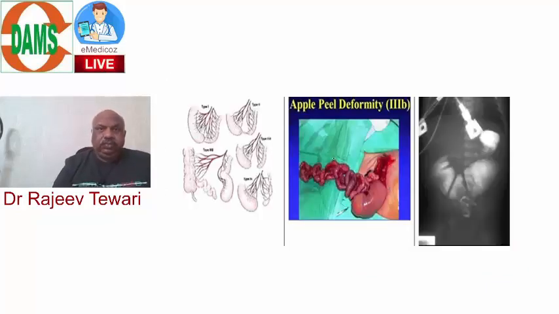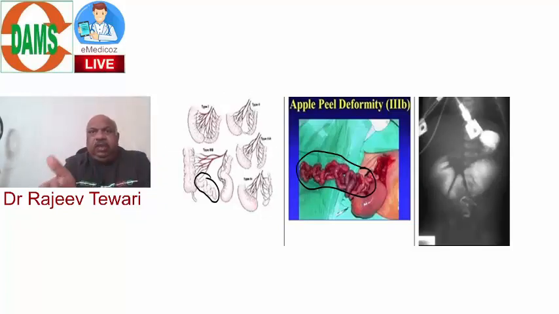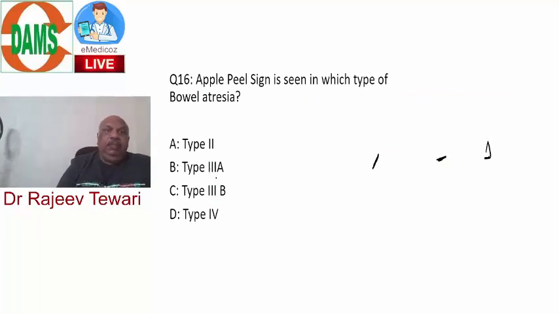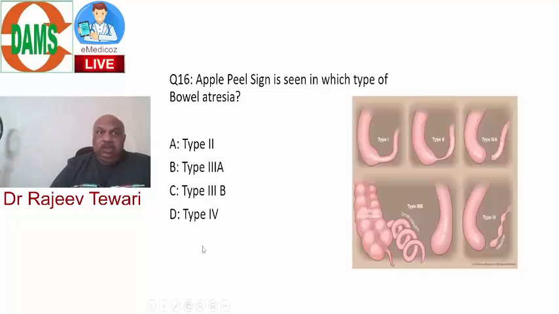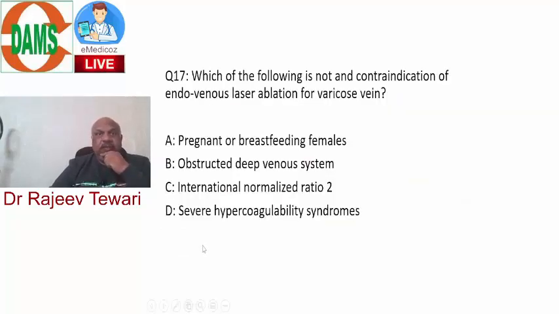3B, the length of the mesentery is shorter than the length of bowel. So it gets kind of crumpled, giving apple peel appearance. So type 3 is basically gap in the wall, gap in the mesentery, but mesentery length is shorter, so you do get apple peel appearance. So apple peel appearance is a feature of type 3B. It's an All India question already, type 3B.